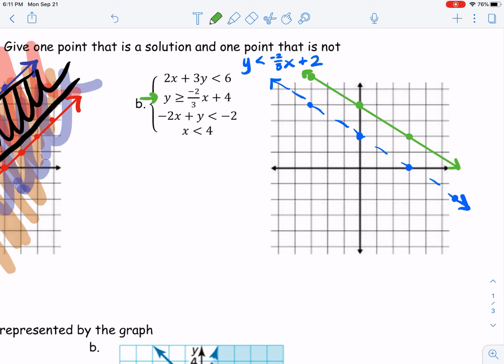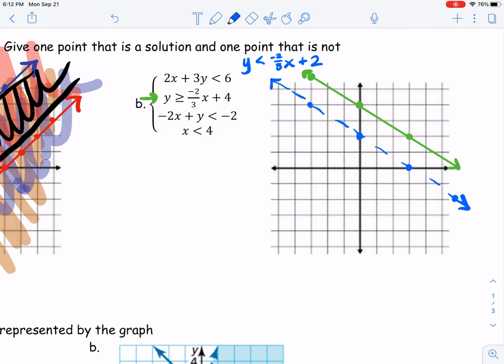And I would technically be shading above, whereas the first one I would have been shading below. So that's also something to keep in mind. So for the blue, I would have been shading below, and for the green, I'm shading above. So as of right now, I would have had something like this and this.